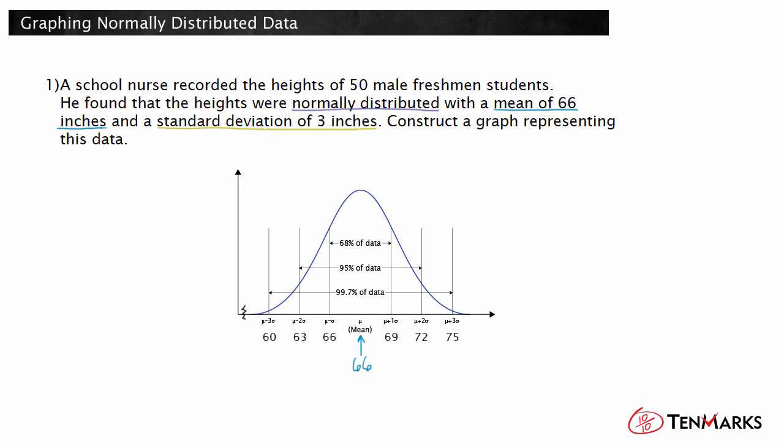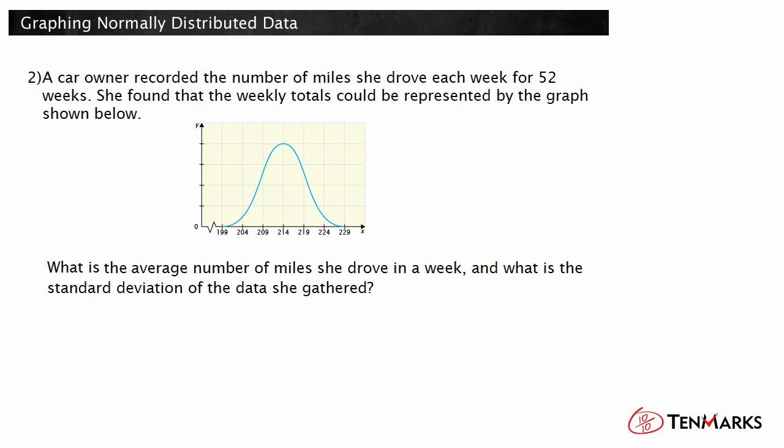Let's look at a case in which you are given a graph of normally distributed data and must identify the mean and standard deviation from it. A car owner recorded the number of miles she drove each week for 52 weeks. She found that the weekly totals could be represented by the graph shown below. What is the average number of miles she drove in a week, and what is the standard deviation of the data she gathered? This graph represents the miles driven each week by a car owner.